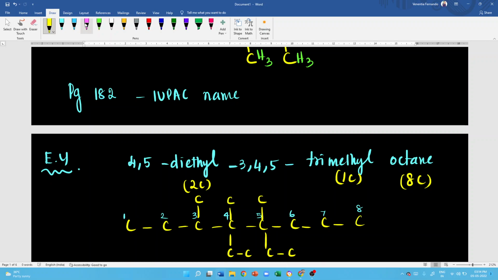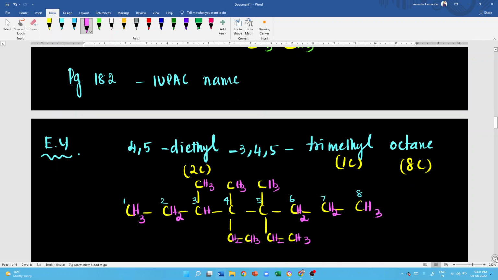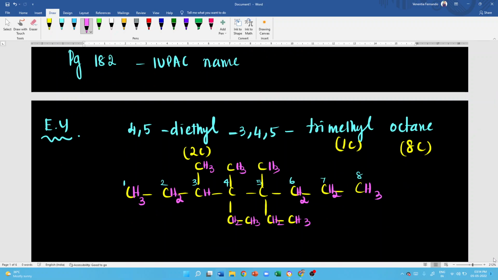Now fill with hydrogens. First let us fill all the terminals: CH3, CH3, and the terminal H3, H3. Now where 2 bonds are there, H2; where 3 bonds are there, H; here 4 bonds are already there. Again 2 bonds means H2, H2, H2. And this is the question given for the IUPAC name in evaluate yourself.